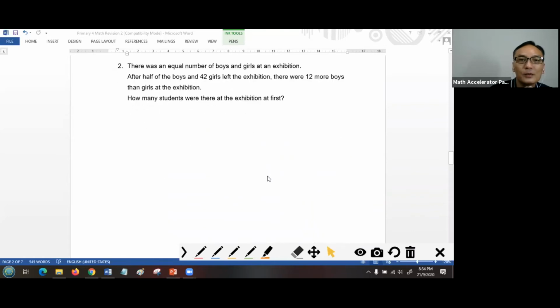Here's the second question. Let me read to you. There was an equal number of boys and girls at an exhibition. After half of the boys and 42 girls left the exhibition, there were 12 more boys than girls at the exhibition. How many students were there at the exhibition at first? So this is equal stage at the beginning, because it says there's an equal number at the very beginning. So we draw an equal model for boys and girls over here.